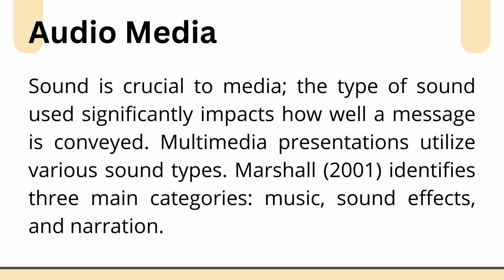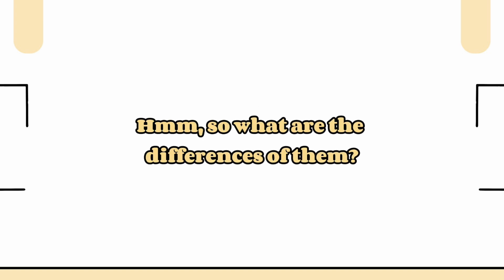Sound is crucial to media. The type of sound used significantly impacts how well a message is conveyed. Multimedia presentations utilize various sound types. Marshall 2001 identifies three main categories. So, what are they? The three main categories of audio media are music, sound effects, and narration. So what are the differences of them?